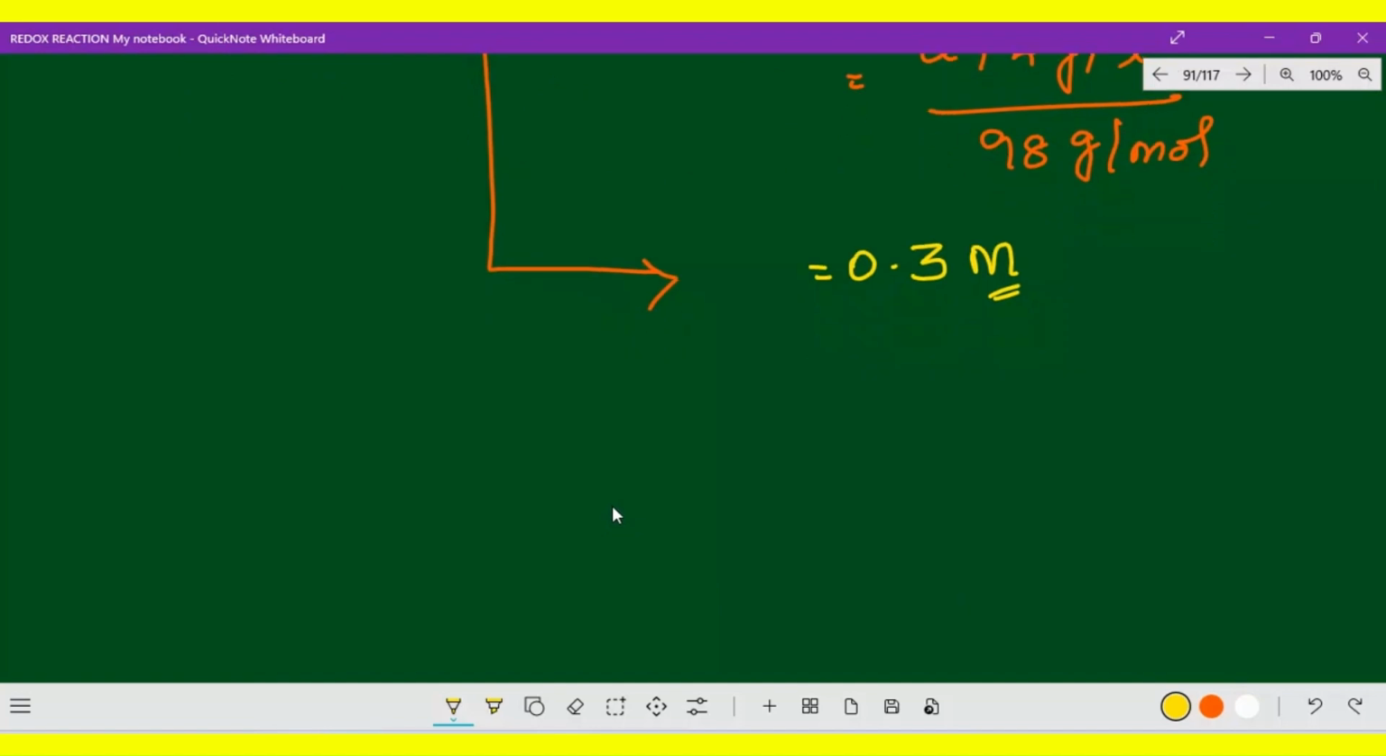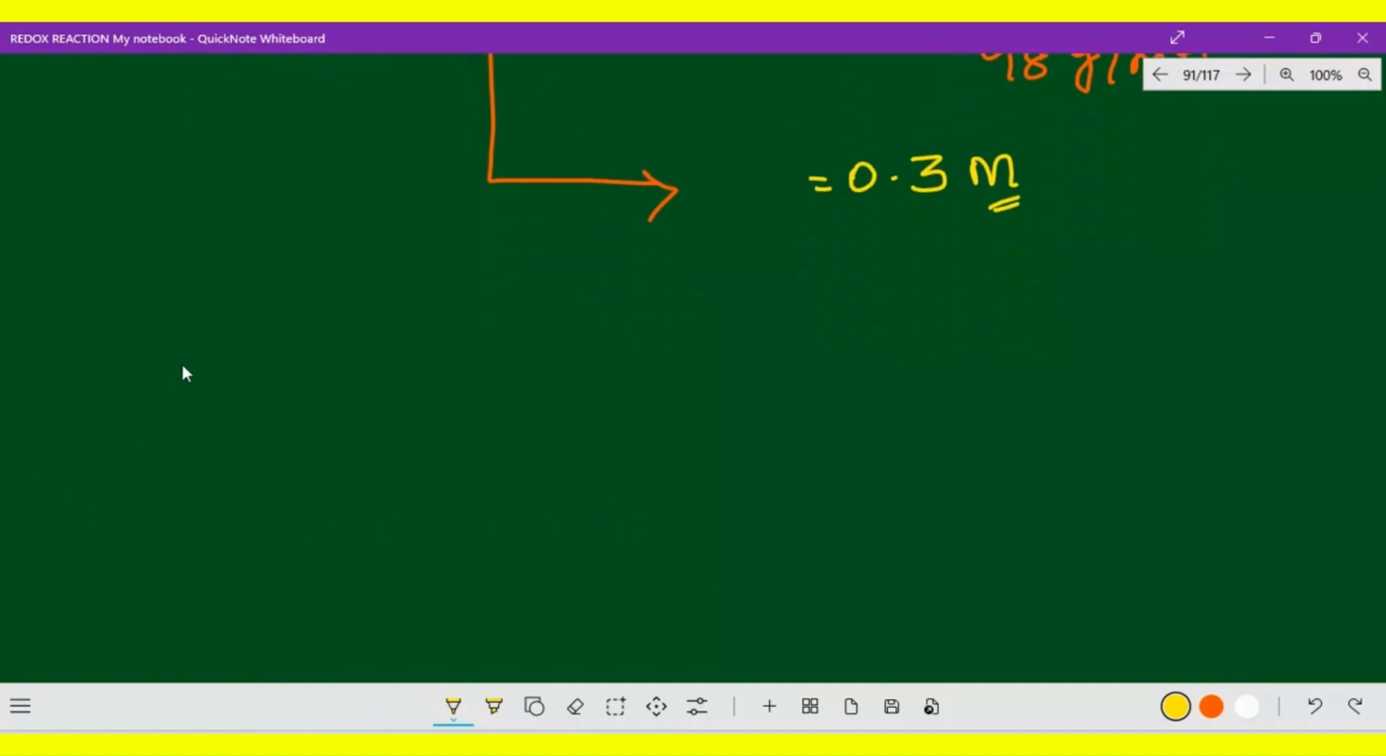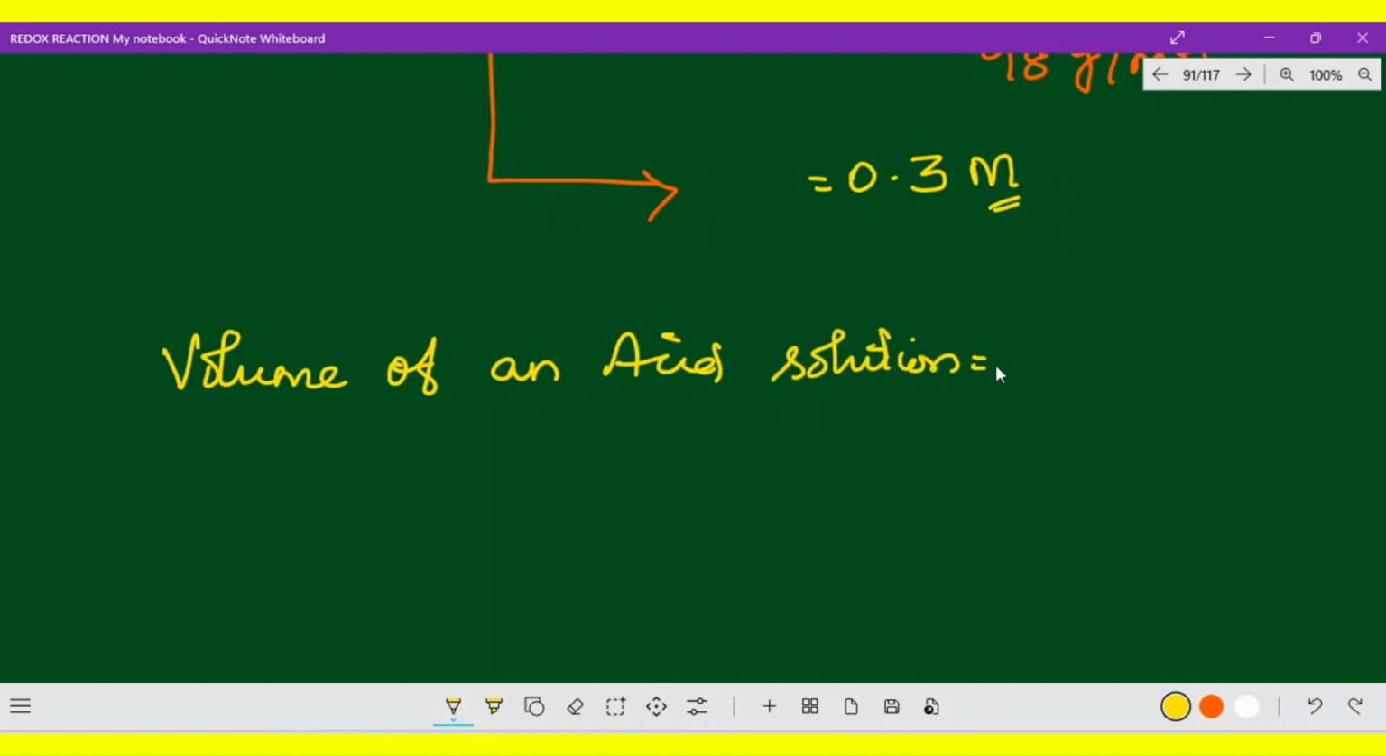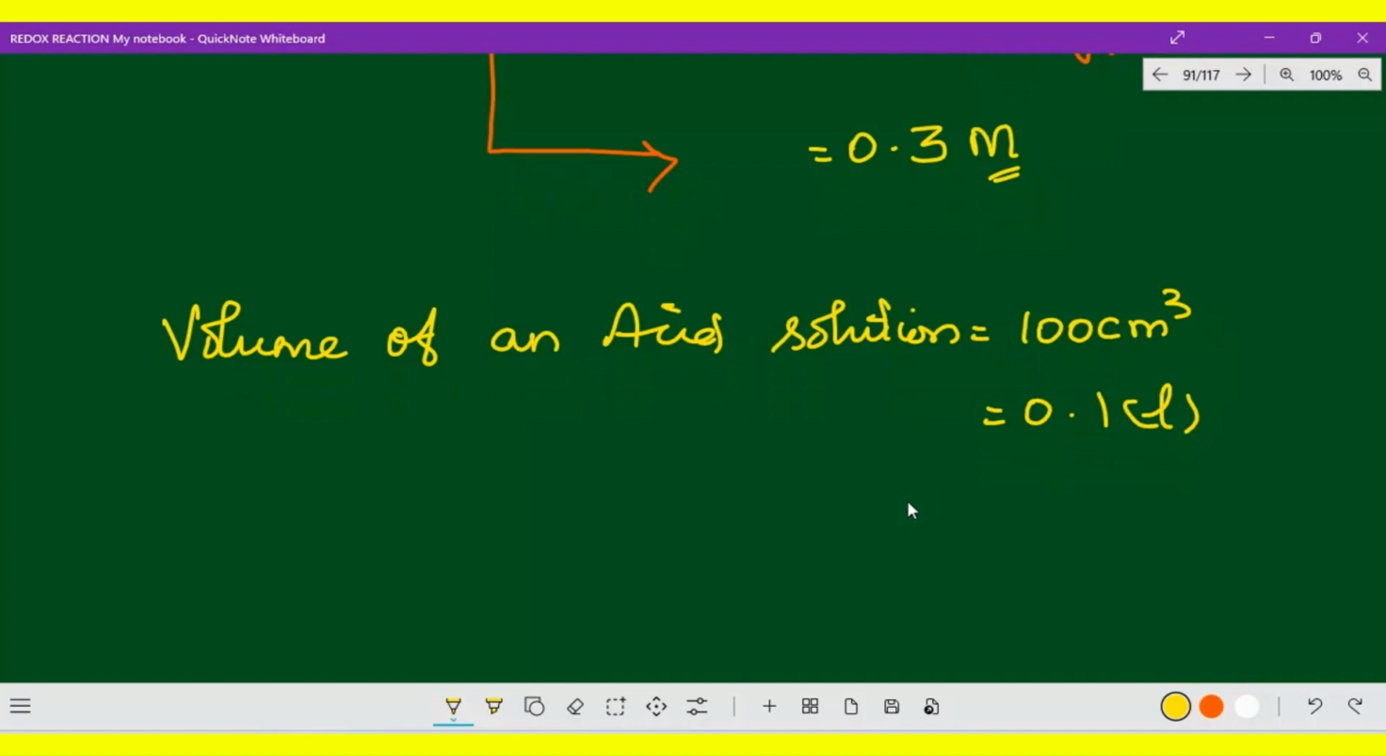So volume of acid, how much have they given in that question? Starting only, they have given 100 centimeter cube. So we converted it into liters. Volume of an acid solution is 100 centimeter cube, so we just converted it to 0.1 liter, right? Now we can identify the moles.